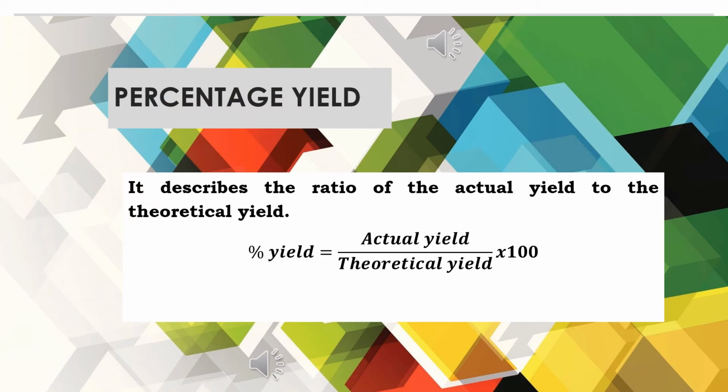What is a percentage yield? It describes the ratio of the actual yield to the theoretical yield. So to get the percent yield, that is equal to actual yield divided by theoretical yield times 100.